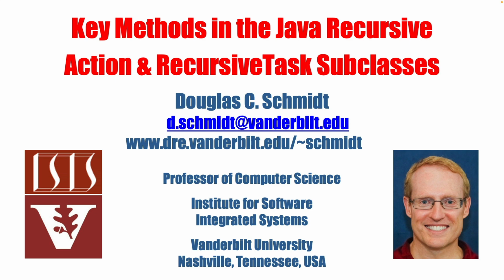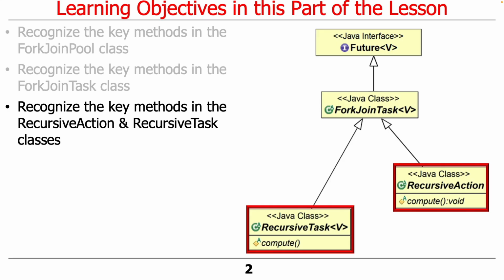We're now going to talk about key methods in the Java RecursiveAction and RecursiveTask subclasses. There's just a handful of them, so this won't take too long, but they're really important to understand because your assignment expects you to know how to use them. So we're going to talk about RecursiveAction and RecursiveTask, which are subclasses of ForkJoinTask.